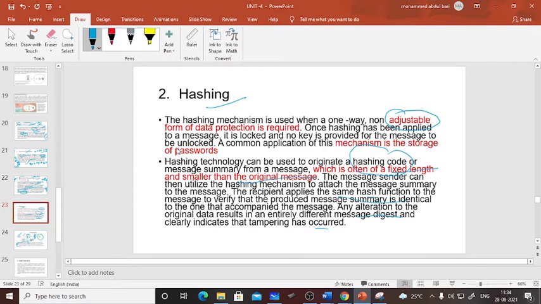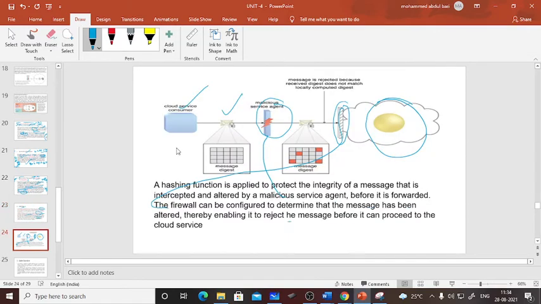The hashing mechanism is used when a one-way, non-reversible form of data protection is required. Once hashing has been applied to the message, it is locked. No key is provided to unlock the message. A common application of this mechanism is storing passwords. What is hashing technology? It may be a message summary, a hash code, or a fixed-length message, which is already explained in the diagram.